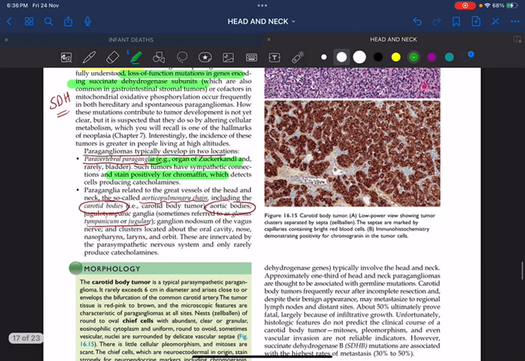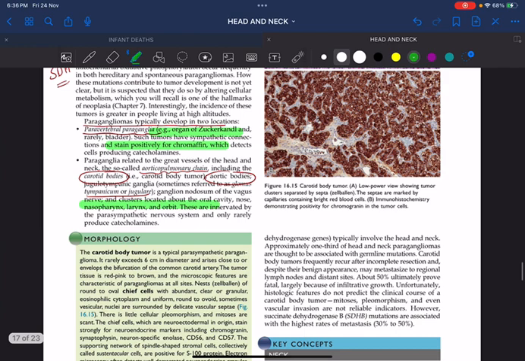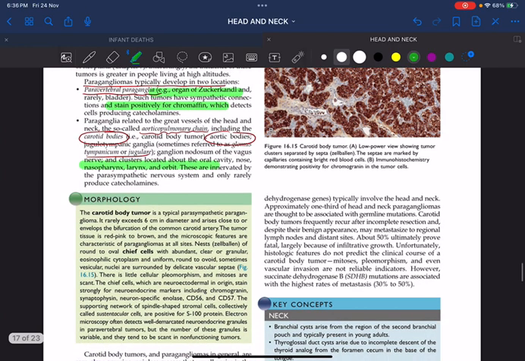In the aorticopulmonary chain, we have the aortic and carotid bodies, and they are mainly located like clusters along the oral cavity, nasopharynx, oropharynx, orbit. Coming to the morphology, carotid body tumor is a typical parasympathetic paraganglioma. Even though it has a sympathetic component, it is mainly a parasympathetic paraganglioma.